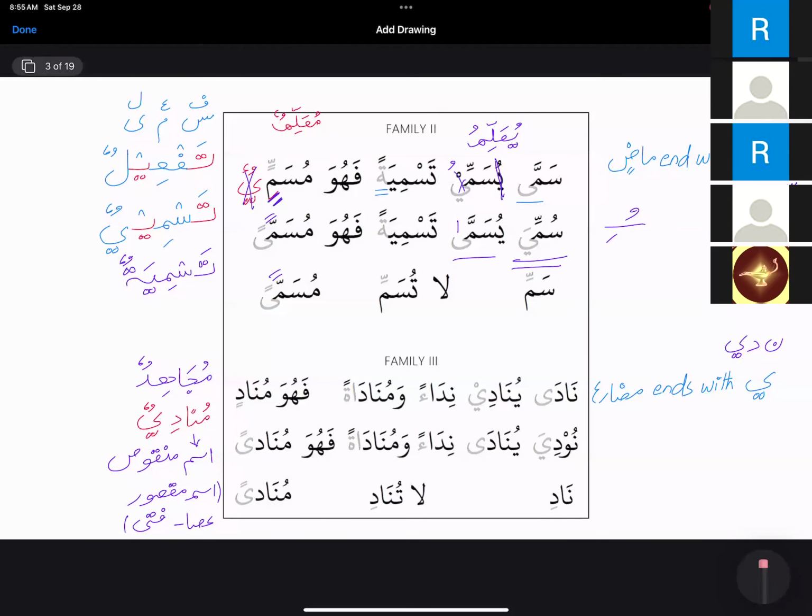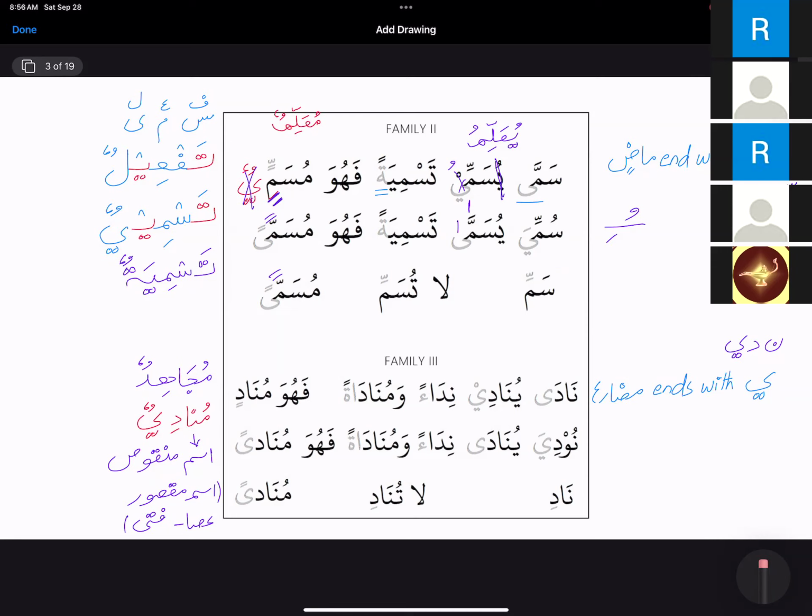This is just a writing style, because when we have alif maksura, we are saying it, right? Yusamma. So that is just the writing style, so it will be easier to differentiate. But in the Madi, it is a regular ya, basically. Summiya, so here it will be pronounced, in the Madi majhul. So summiya and yusamma, and then tasmiyatan fahuwa musamman. Musamman, and then sammi, la tusammi, and musamman again.